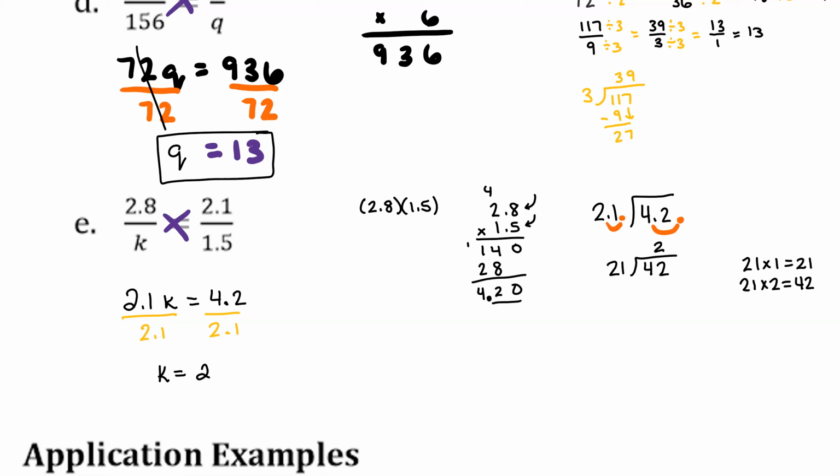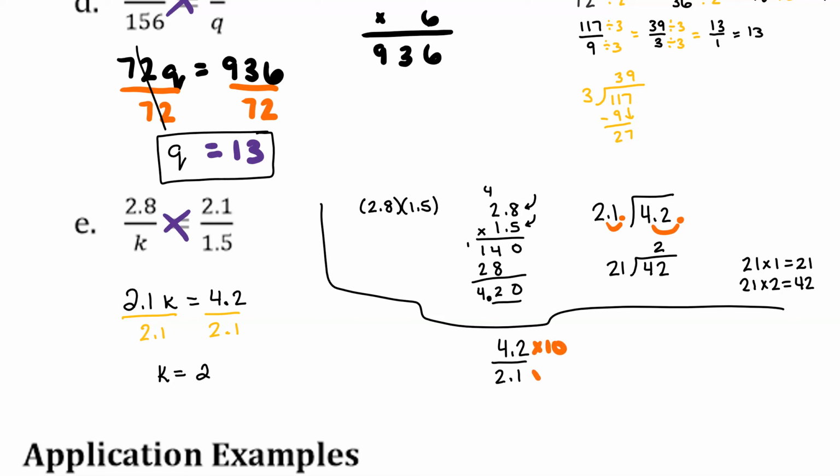Now, let me just show you how to do it if you wanted to use the ratio simplifying fractions idea. So alternatively, to get that 2, we would take the fraction 4.2 over 2.1, and we would multiply each by 10 again to move the decimal. So you have 42 over 21.